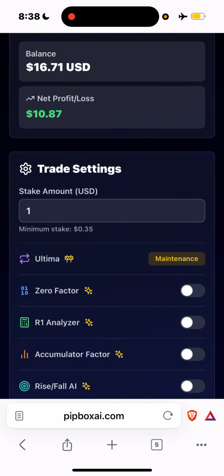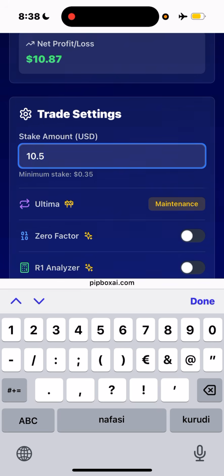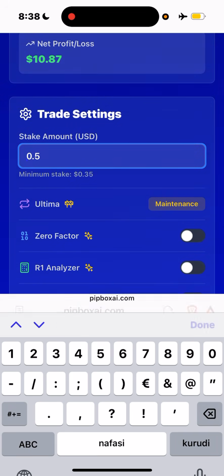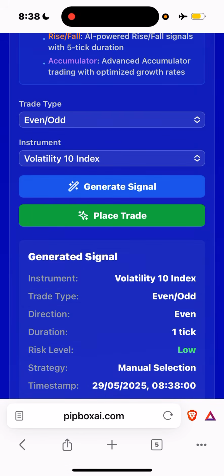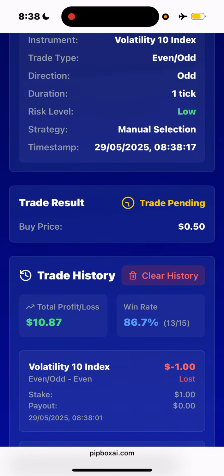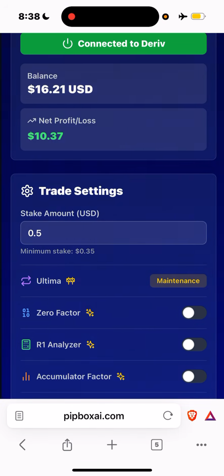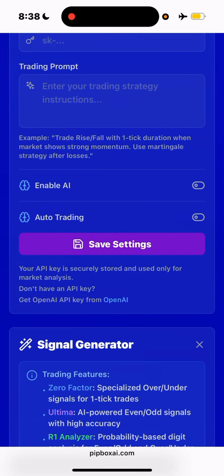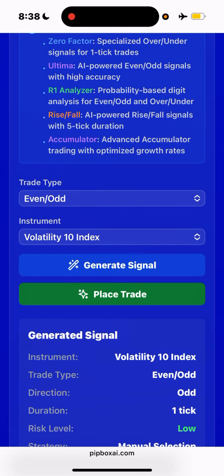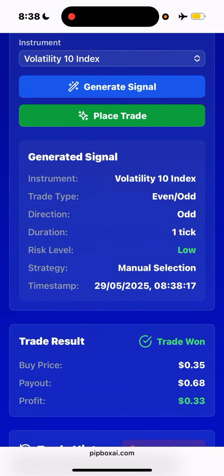Okay, we now implement the 0.5 reverse martingale strategy. I have done 2 detailed videos on reverse martingale strategy. It actually means that if you make a loss, let's say you are using 1 as a stake, what you do, you halve the stake, and then you use half of the stake to make profit.